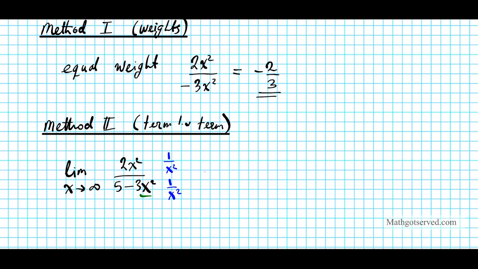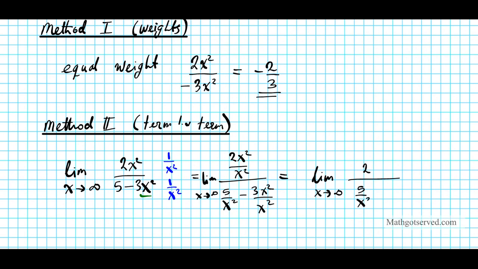Then we multiply it out. You're going to have 2x squared over x squared divided by, distributing that to the bottom, 5 over x squared minus 3x squared over x squared. Taking the limit as x goes to infinity. All right, so if we simplify, we're going to have the limit as x approaches infinity of 2 over 5 over x squared minus 3.